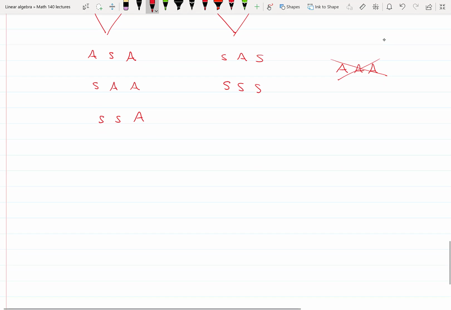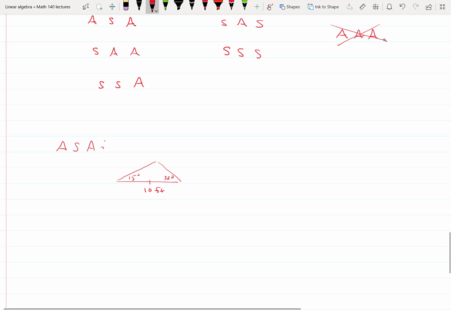So what does this notation mean? Well, the notation angle, side, angle means that we're given two angles in the triangle. I guess I could draw a little bigger here. We're given, say, 15 degrees, and let's say 32 degrees, and we're given a side that's contained between those two angles, let's say 10 feet. So this would be the case angle, side, angle.